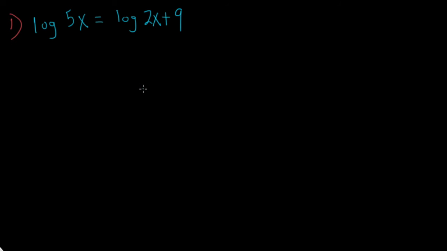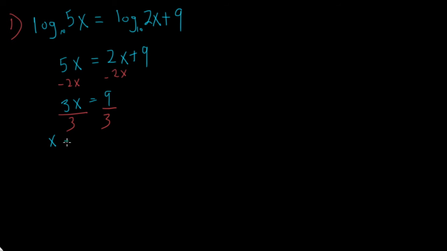All right, so what we should see here is that when we have the same base, which we do, we imagine this to be 10, right? We imagine this to be 10 when there's nothing there. So we can just get rid of the logs, and we can actually just say that 5x is equal to 2x plus 9. Because when we have the same base, we just set them equal to each other. So then we subtract 2x, and we're going to get 3x is equal to 9. Now we divide by 3, so x would equal 3. All right, easy enough, right?